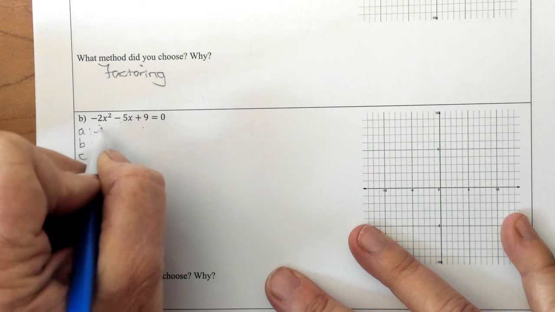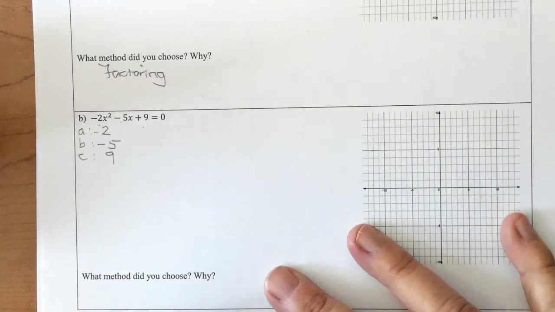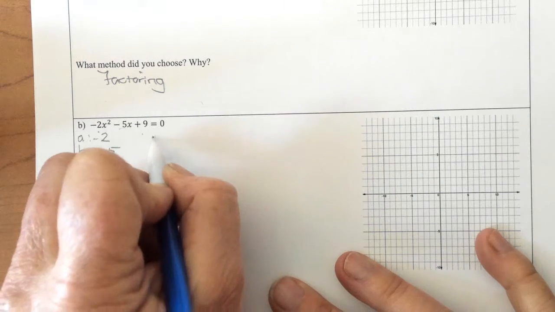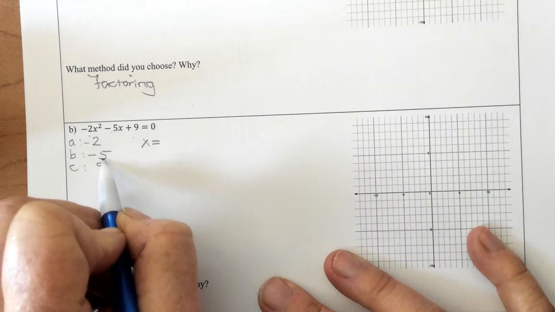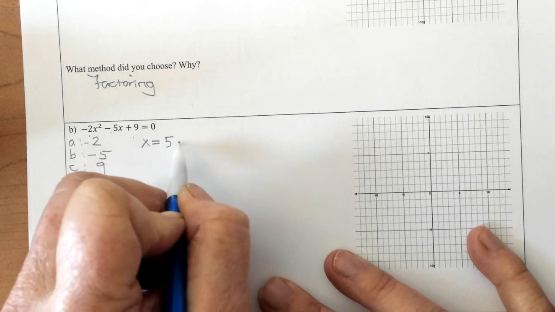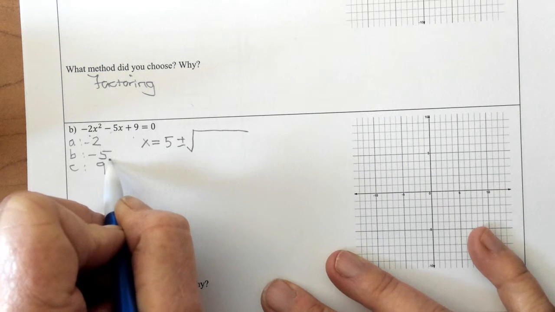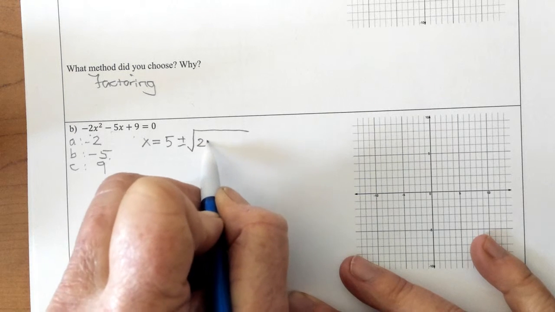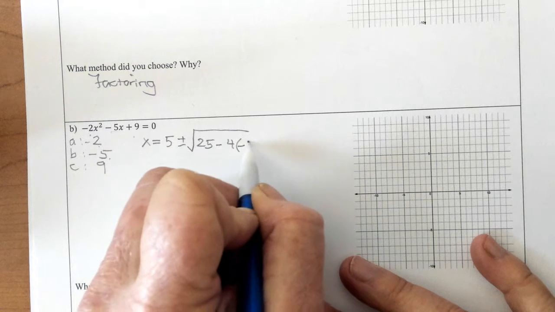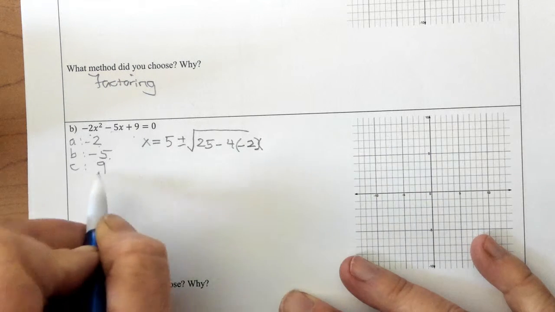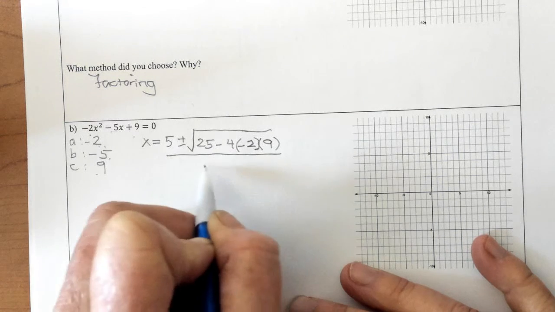So I know that A is negative 2, I know B is negative 5, and I know C is 9. I'm going to go ahead and plug it into my quadratic equation formula, which is x is equal to the opposite of b, which is 5, plus or minus the square root of, I'm going to take b and square it, so that's going to be 25, minus 4 times negative 2 times c, which is 9. I'm going to put it all over 2a, which is going to be negative 4.